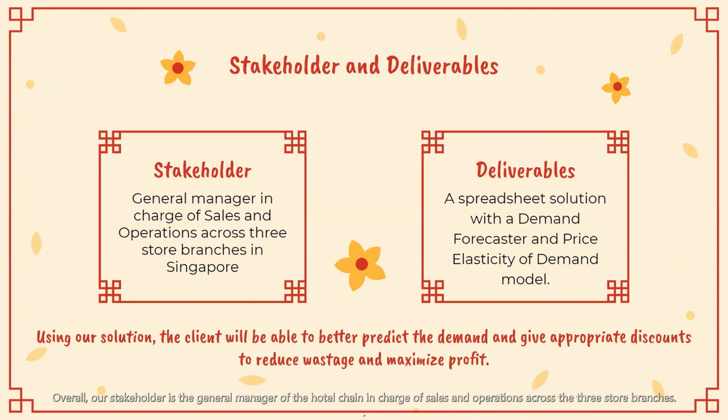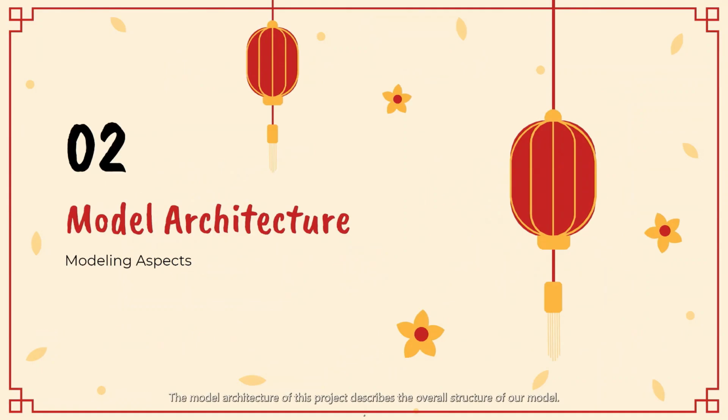So overall, our stakeholder is the general manager of the hotel chain in charge of sales and operations across the 3 store branches, and our group will deliver a spreadsheet solution with a demand forecaster and price elasticity of demand model. Using our solution, the client will be better able to predict the demand and give appropriate discounts to reduce wastage and maximize profit. The model architecture of this project describes the overall structure of our model.